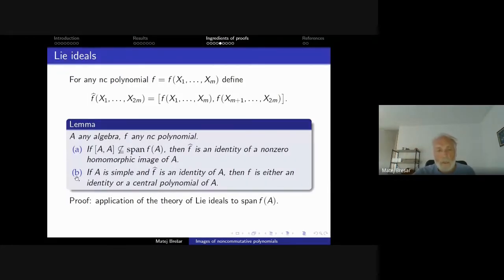Well, there's also this second assertion B. Well, you can see it. I don't think it matters so much to understand the meaning of the lemma right now. I would just like to mention that this is obtained as an application of the theory of Lie ideals, applied to the special Lie ideal, the linear span of the image.